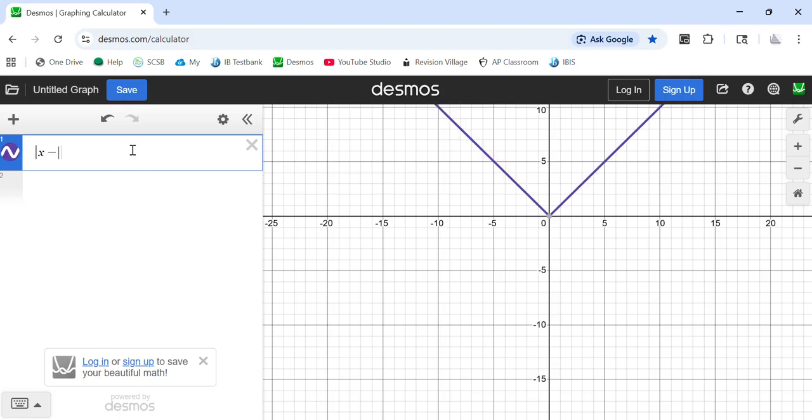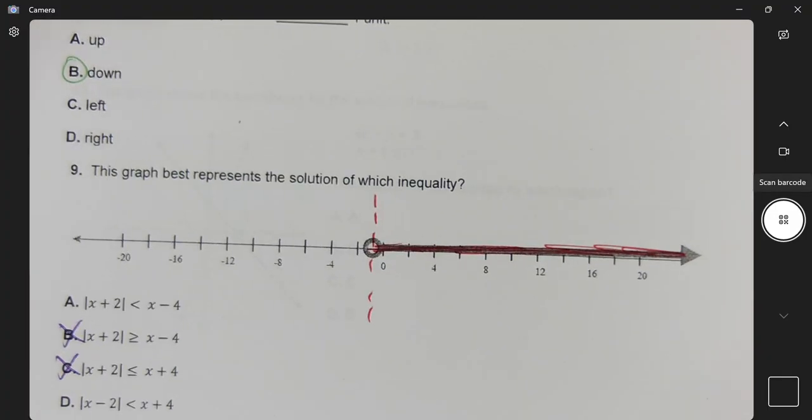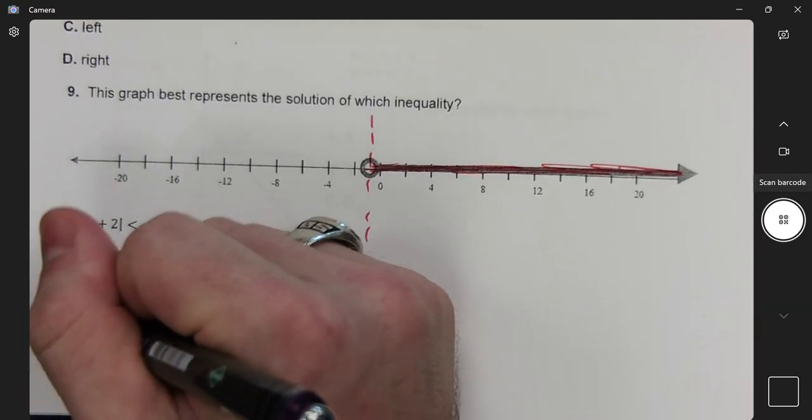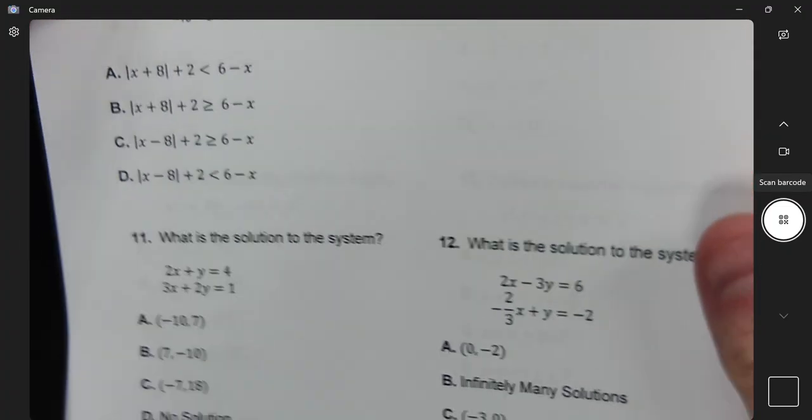Absolute, x minus 2, absolute, is less than x plus 4, bingo, there we go. So imagine open dot, shaded to the right. See that part of the x-axis is colored. So we know that the answer is D. Think smarter, not harder. Not trying to actually solve these things. You give me Desmos? Shoot, I'm using Desmos, folks.